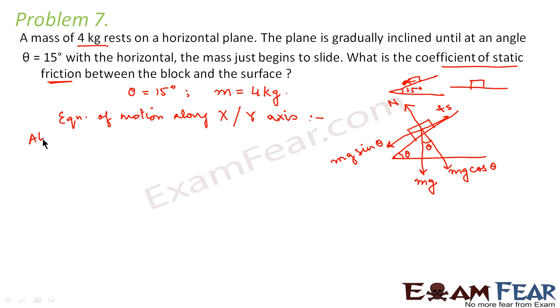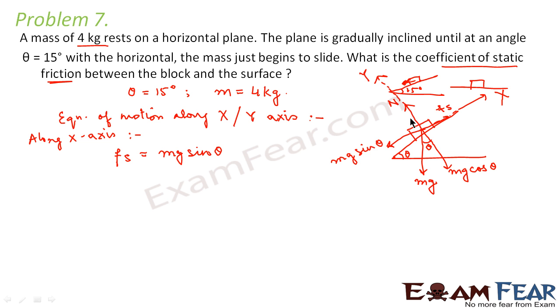So let us consider that this is my x-axis and this is my y-axis of coordinate system. Okay, so along x-axis, that is along the horizontal direction, what will be the equation of motion? It would be Fs is equal to mg sin theta. Correct? Because we want to find out the maximum value, we want to find out the coefficient of static friction.